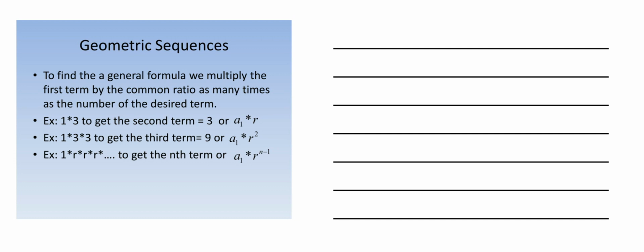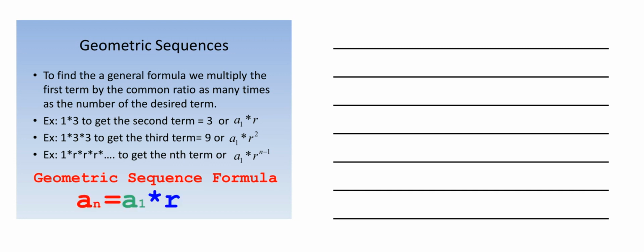Once again, to find the general formula, we multiply the first term by the common ratio as many times as the number of desired terms. Okay, so once again, geometric sequence formula. We have a sub n equals a sub 1 times r to the power of n minus 1. In this case, a sub n is the nth value, the value that is needed for the nth term. A sub 1 is the initial value, or the first value. R is what we call the common ratio. And of course, n is the nth term.